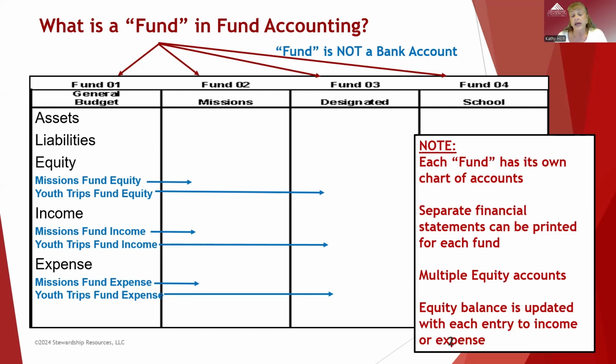If you have a daycare or a preschool at your church, you can set up a separate fund, a separate chart of accounts, just to track the activity of that school. Are you losing money? Making money? It's a whole lot easier to track what's going on in there if you can print separate financial reports just for that. So that's another one of the differences.